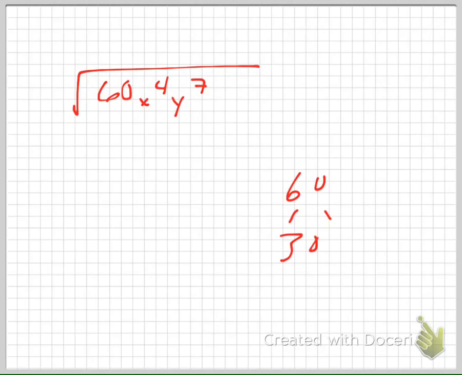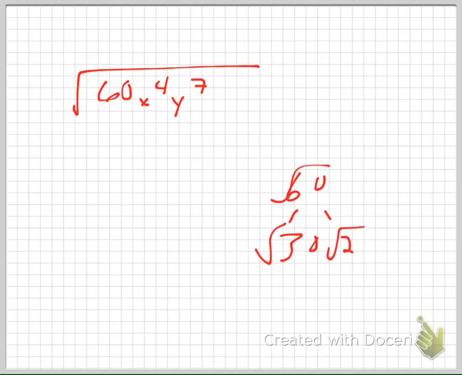What do you do when you have a big ugly one like this? We'll do a 60 x to the fourth, y to the seventh, and I ask you to simplify this. So here, we're watching. Here's the deal. With these, when you start, first of all, the 60, how do I do the 60? You just start doing it just like we were going to do it if it was by itself. So you go, okay, the factors of 60 are 30 and 2, right?